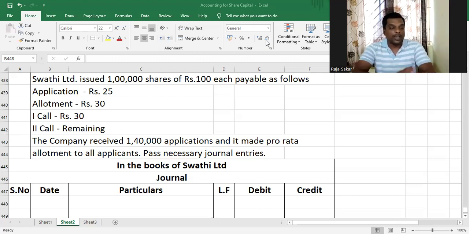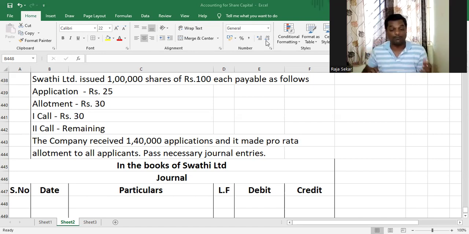Understood? So I have a question for you here. Swati Limited issued 1 lakh shares of rupees 100 each, payable as follows. Application is 25, allotment is 30, first call is 30, and the second call is the remaining. As the issue price is 100, you deduct application money, allotment money, and first call money, and you'll get the second call money. 100 minus 25 minus 30 minus 30 will give you 15 rupees. So that is 100 minus 85. The company received 1,40,000 applications and it made pro rata allotment to all applicants. Pass necessary journal entries.